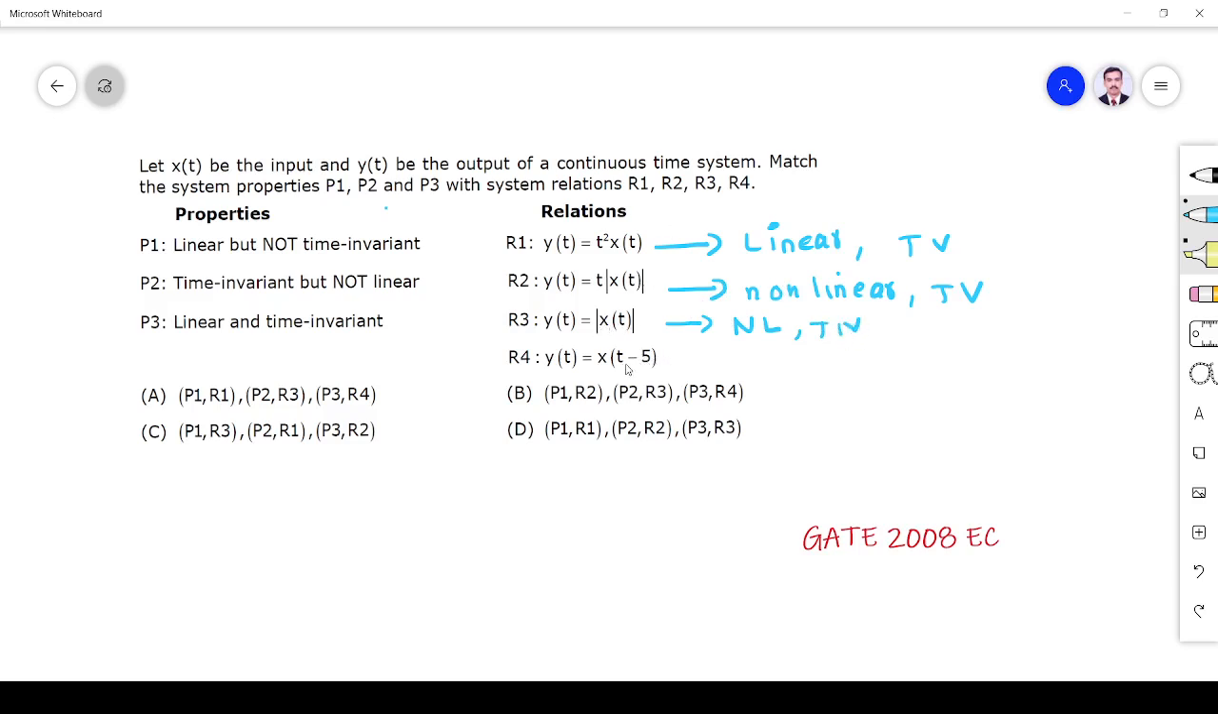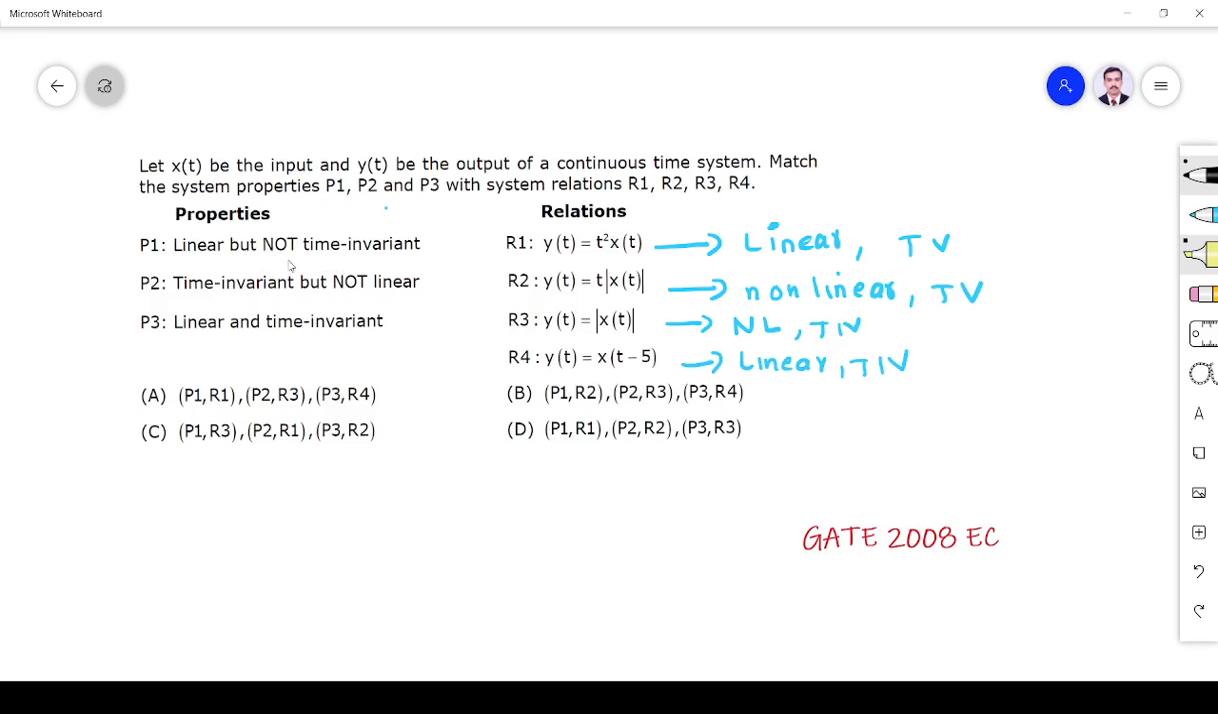Then x of t minus 5, y of t equals x of t minus 5. You see y is proportional to x, so it is linear, and it is not multiplied by anything, no scaling, no time reversal, so it is time invariant. So let us find the answer now. Linear but not time invariant. But not time invariant means linear and time variant. Right? So what is the answer?